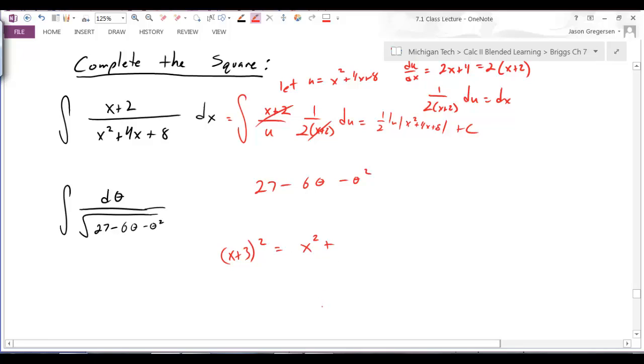How'd you get 6x? 2 times 3 times x, right? Double the product of those two things, plus, well, I take that 3 and I square it. So they're basically giving me a couple parts here. I'm going to tweak this a little bit. I'm going to write this as negative theta squared plus 6 theta minus 27. Just a little kinder form here.